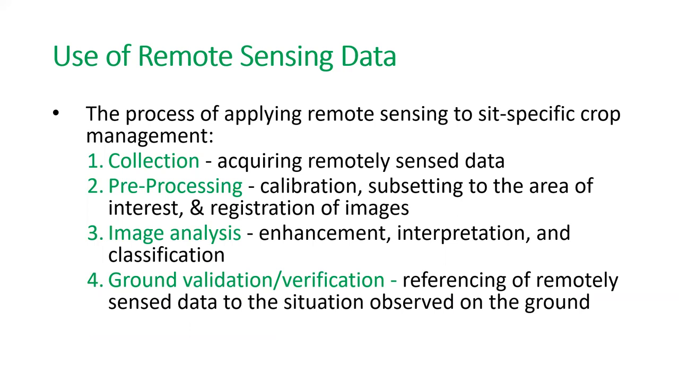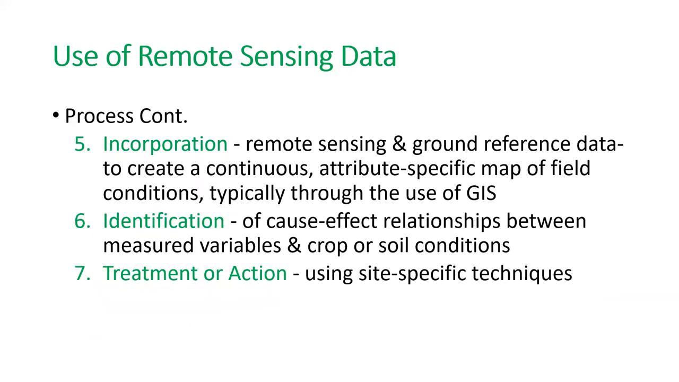The fourth step is ground validation and verification, referring remote sensing data to the situation observed on the ground. This is quite important because we need to measure and trust the images. We trust our manual systems like measuring, but for these remote sensing technologies, you need to validate. Then incorporation of remote sensing and ground reference data to create a continuous, attribute-specific map of field condition, typically through the use of GIS.